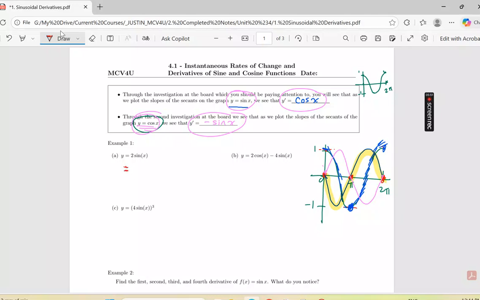Example 1. So y is 2 sine x, which means y prime is going to be 2 times the derivative of sine x, which is just cos x. So 2 cos x. Done. Now I'm just going to erase this drawing just to give myself some space here.